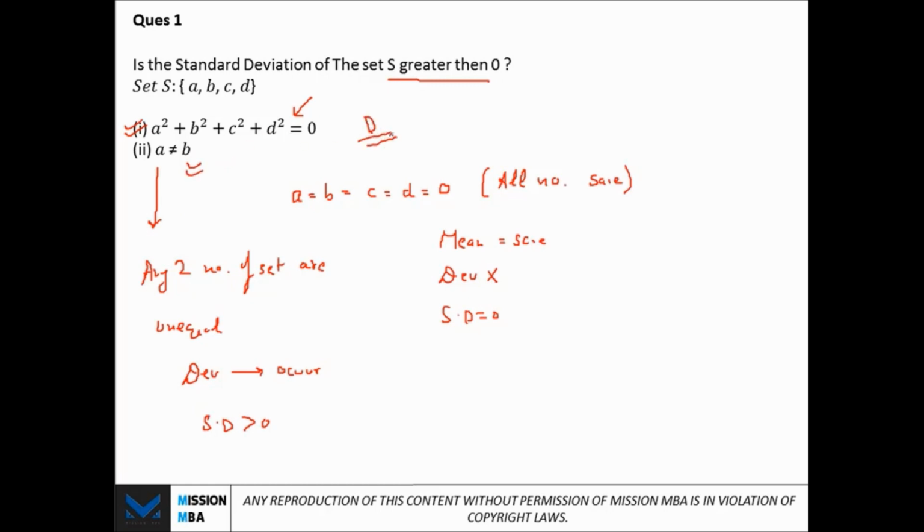If you understood it, perfect. If not, then it does not matter much, because the trick was not about standard deviation. The trick was about understanding that the first statement meant A equals B equals C equals D. If you got till here, that's absolutely perfect to me, because I was not teaching you standard deviation over here, right? I hope you understood it.